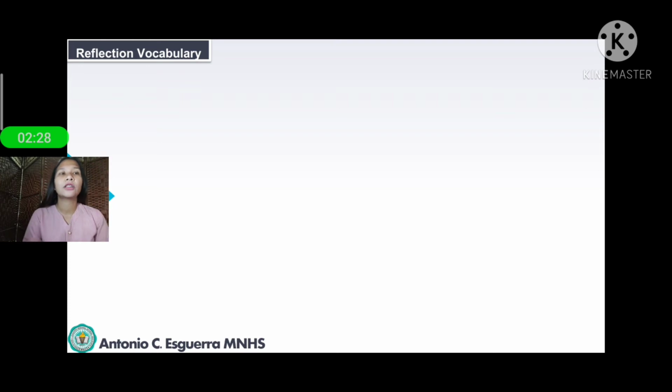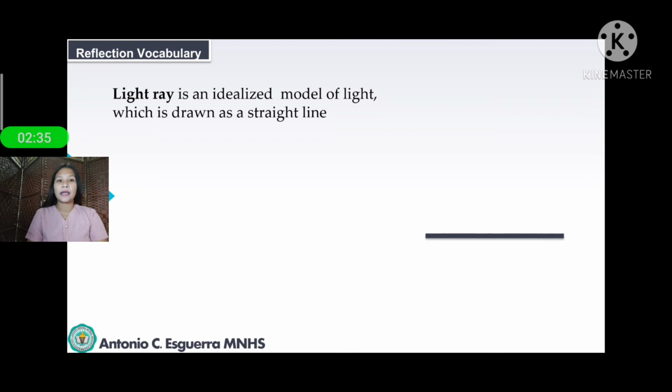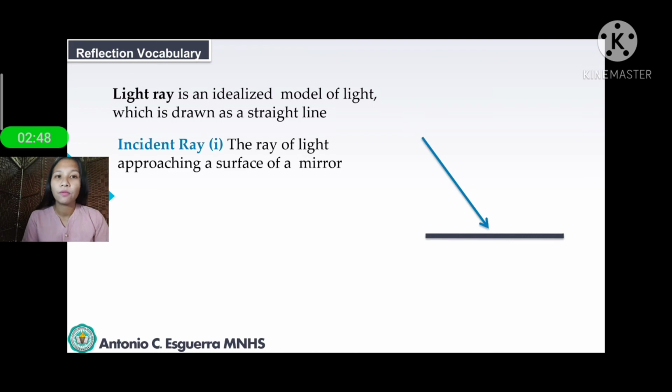To learn about reflection in mirrors, here are the important terms that you need to remember. We have the light ray, an idealized model of light which is drawn as a straight line. There are two important rays. The first one is the incident ray, represented by I, the ray of light approaching the surface of a mirror. It is represented by an arrow approaching an optical element like a mirror.